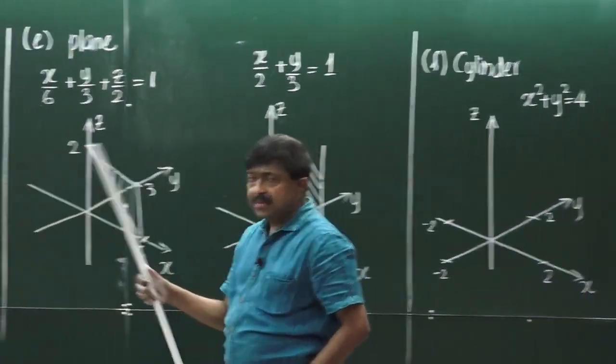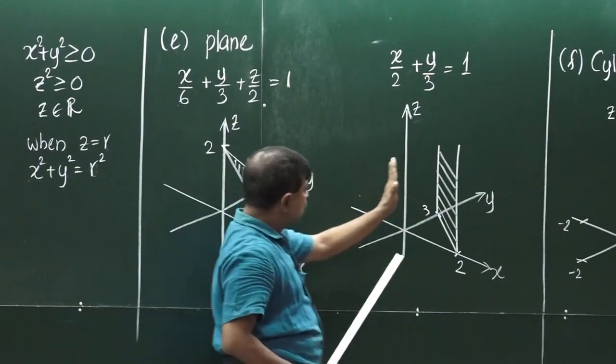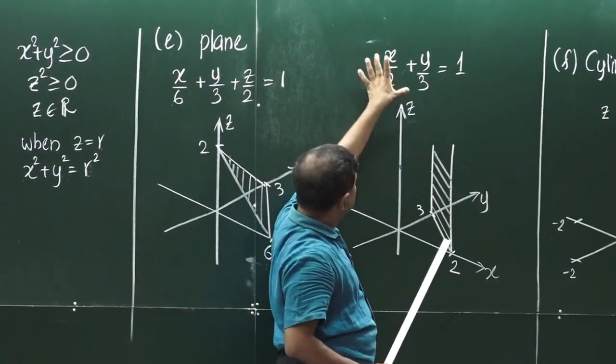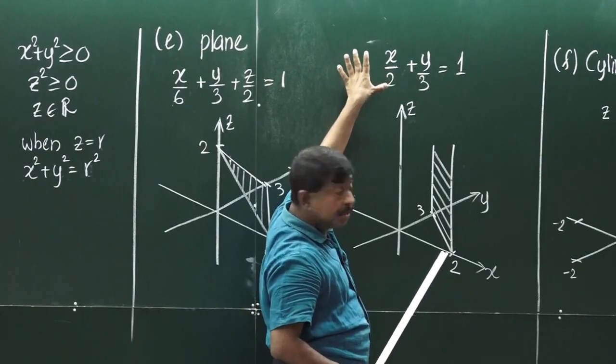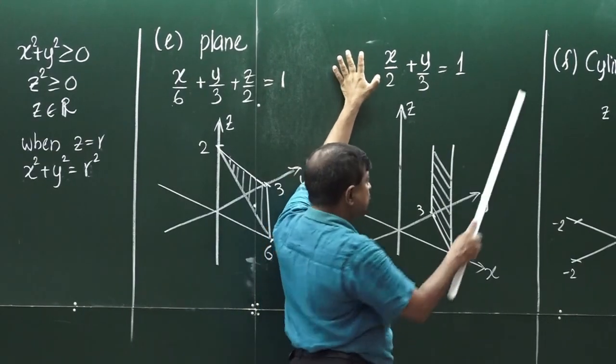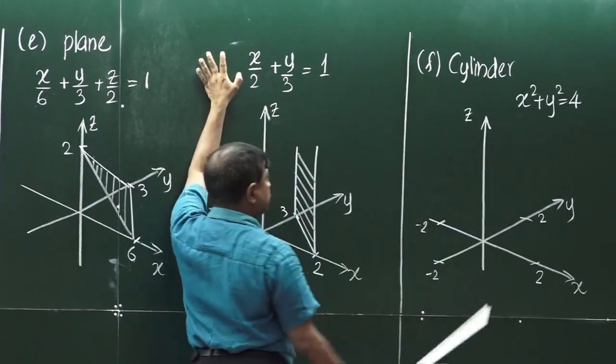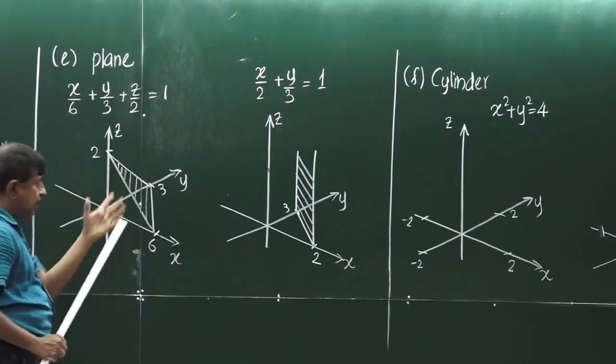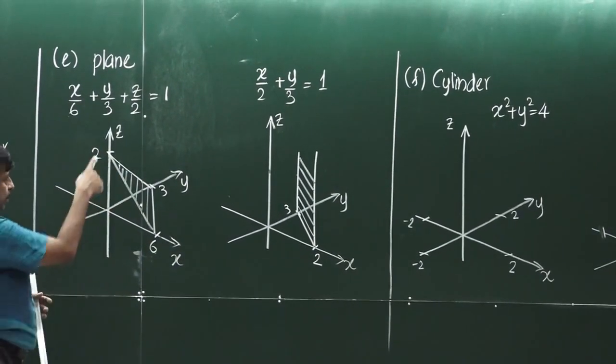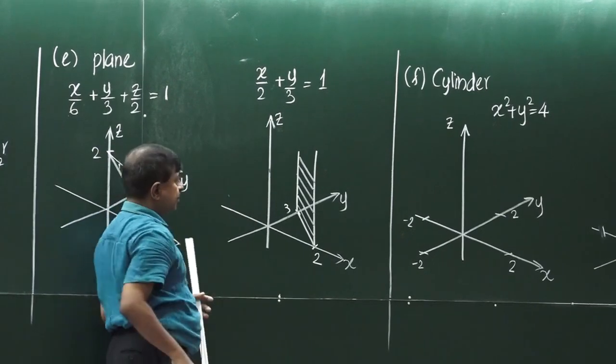We could have discussed this earlier, but before discussing this one, before seeing what happens when one variable is absent, you cannot get into the last topic, cylinder. That is why I wanted to discuss this one first.